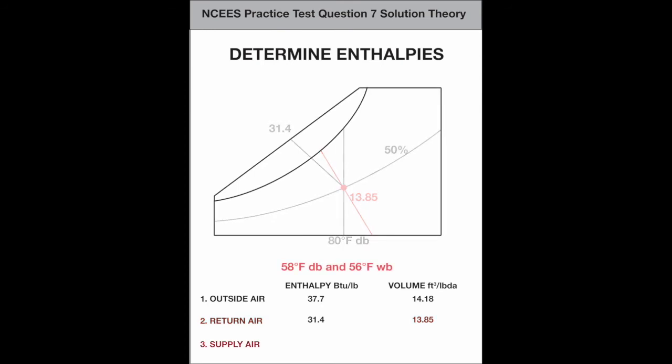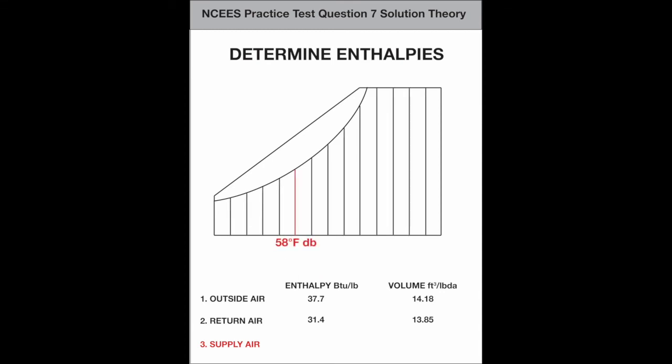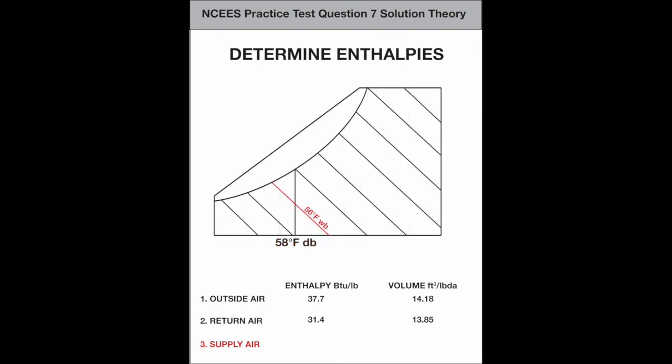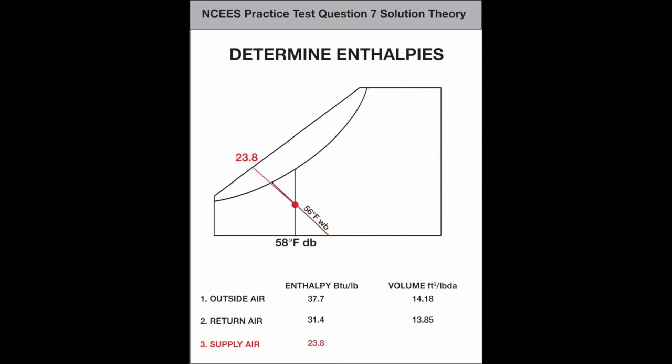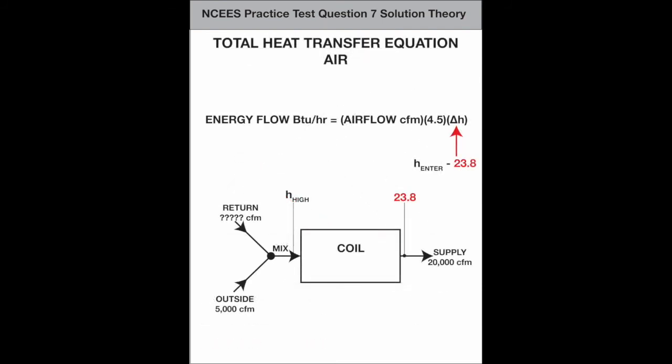The exiting air is 58 degrees Fahrenheit dry bulb, 56 degrees Fahrenheit wet bulb. Look up where the dry bulb temperature of 58 intersects with the wet bulb temperature of 56. Enthalpy is roughly 23.8. This can be put into the total heat equation here.